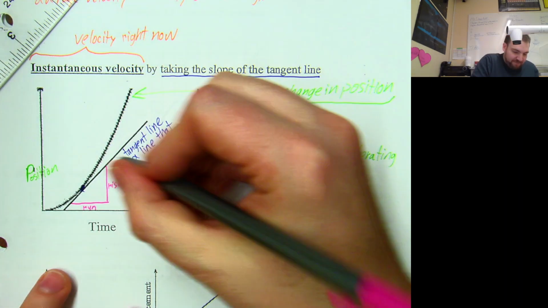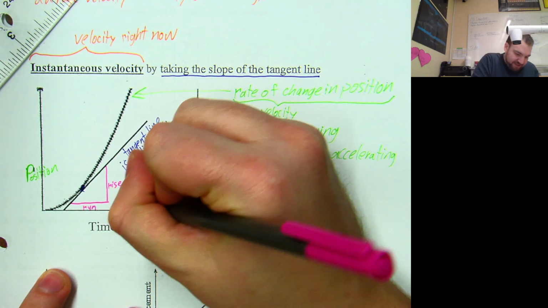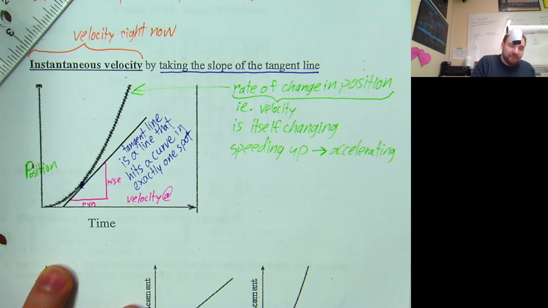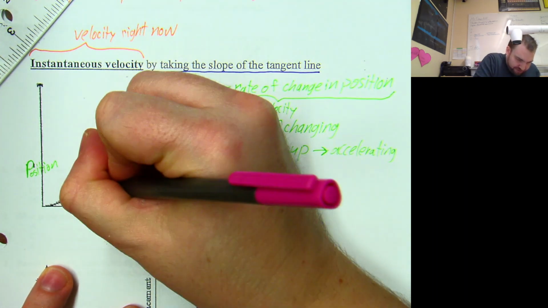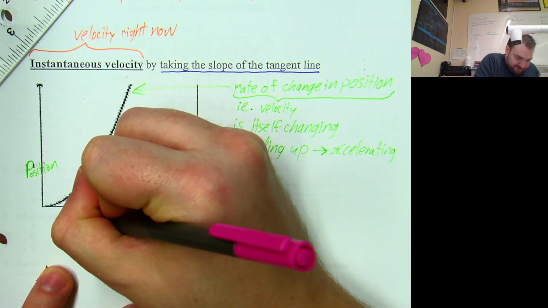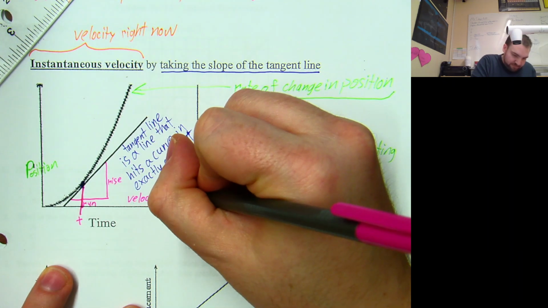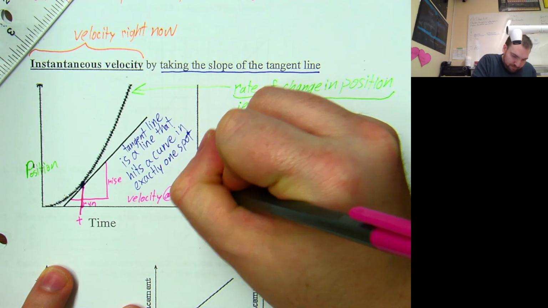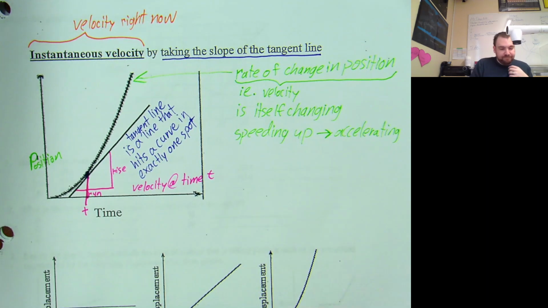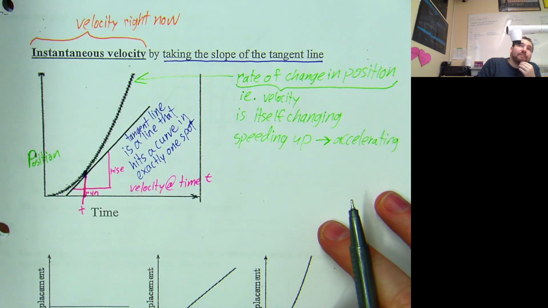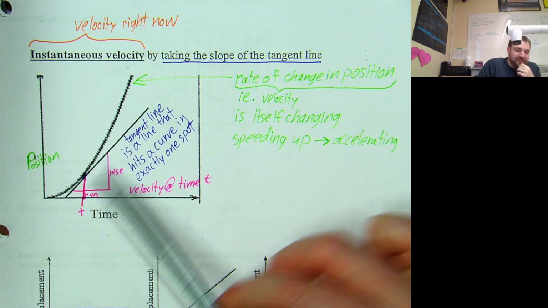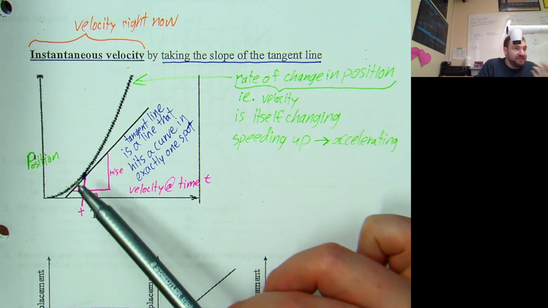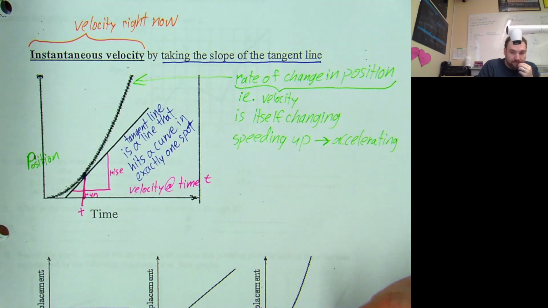What this is going to give me is my velocity at, I'll go down, draw a vertical line here, I'll call that time t. So by drawing a tangent line, I'm able to find the velocity at a specific point in time, which is not something that we've done up to this point.